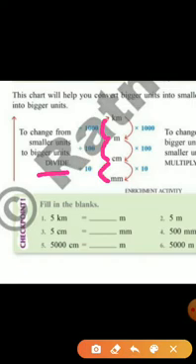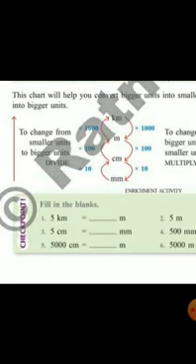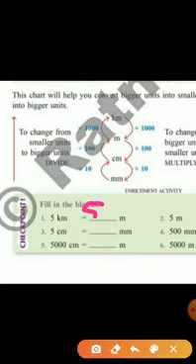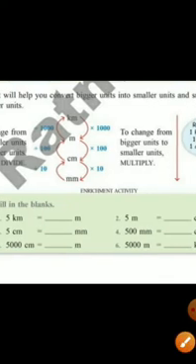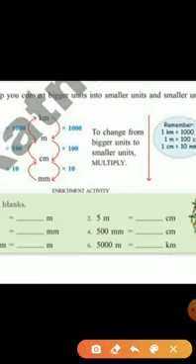You can see, look at the first one. 5 kilometer is equal to how many meter? Children, just now we have seen 1 kilometer is equal to 1000 meter, right? Hence 5 kilometer is equal to 5 into 1000, that is 5000 meter. Now see the second. 5 meter is equal to how many centimeter? See, 1 meter is equal to 100 centimeter. Hence 5 meter is equal to 5 into 100, that is 500 centimeter.